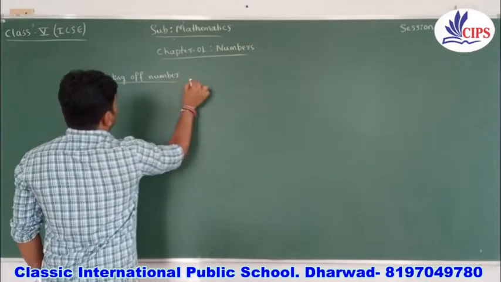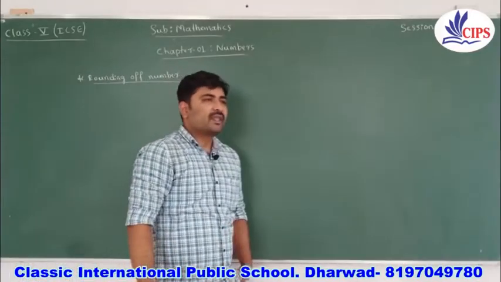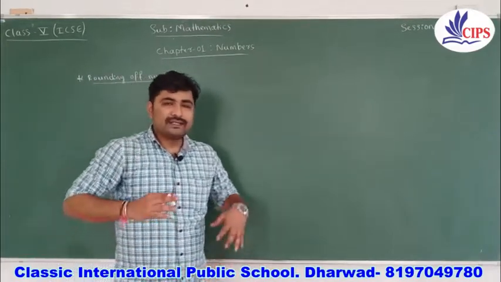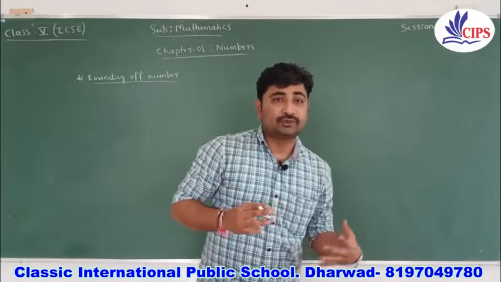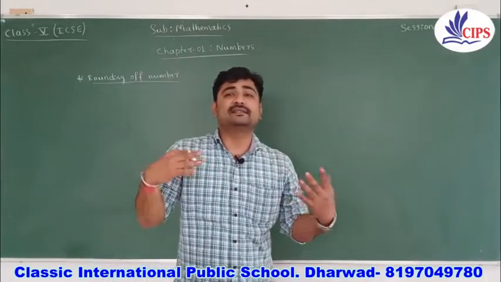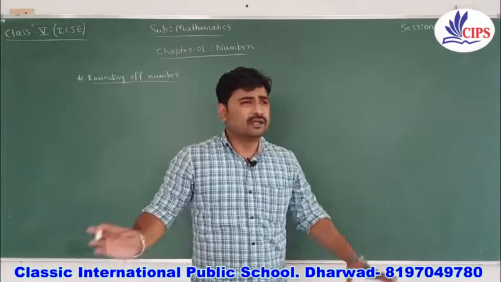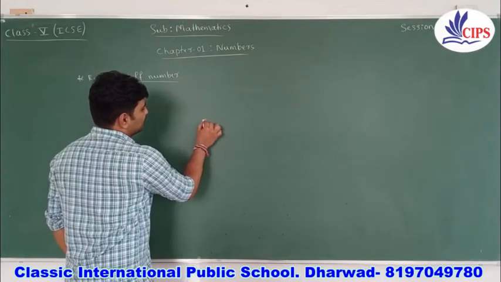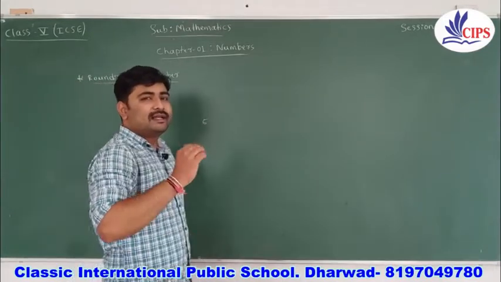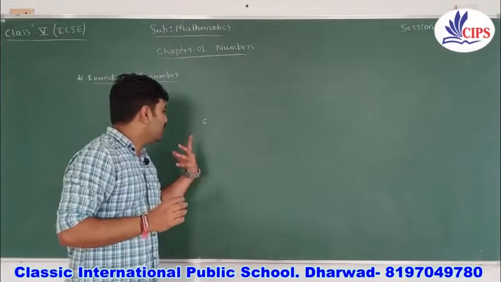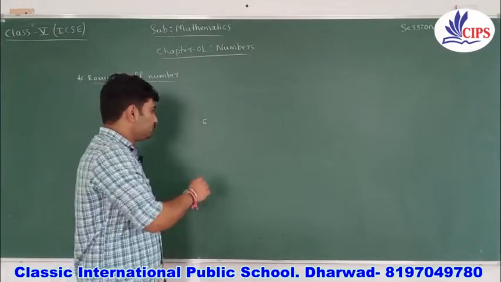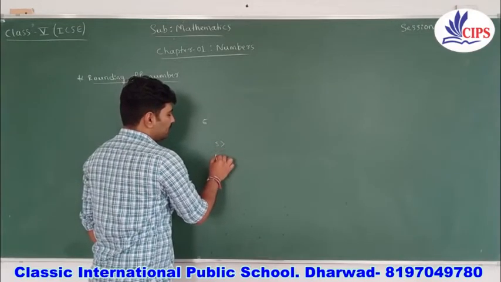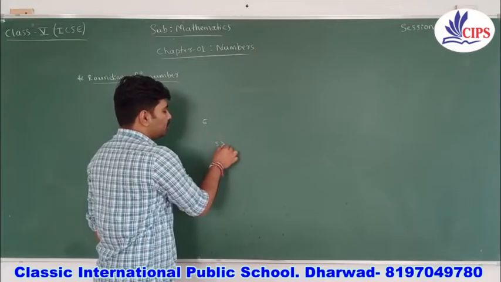So what do you mean by rounding off? Say if I am giving you 6 rupees and asking what its nearest value is, someone says 5, someone says 7, someone says no, 6 is near to 6 itself. That is not the case here. Rounding off means, if I am writing a digit 6, you will divide this number into two categories: whether it is greater than or equal to 5, or less than 5.